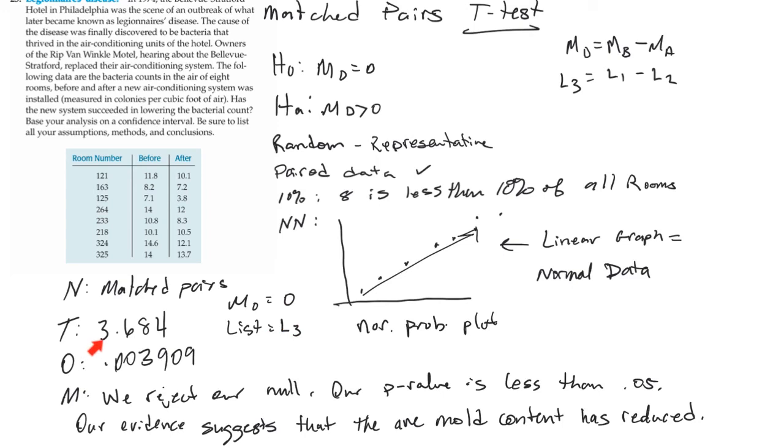We got a t-score of 3.684 and a p-value of 0.003909. We reject our null because it's less than 0.05. Our evidence suggests that the mold content has been reduced, and that's 23.